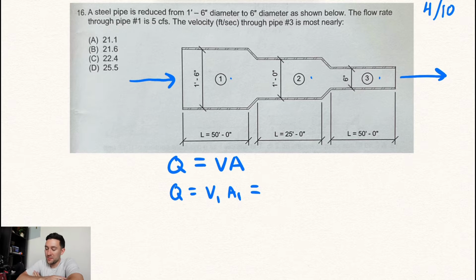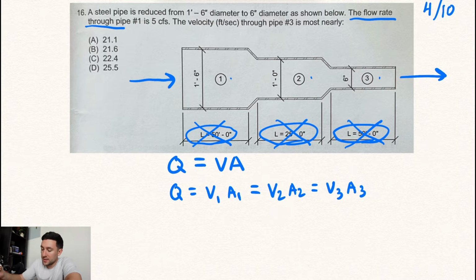Now, one thing about this problem that's trying to throw us off here is they give us all of these lengths. Well, these lengths are thrown here to just give us a curveball, and that's what the PE exam will do. They'll try to give you some curveballs and sneak in information that you don't really need. We do not need any of these lengths. Lengths have nothing to do with the continuity equation here, Q equals VA.